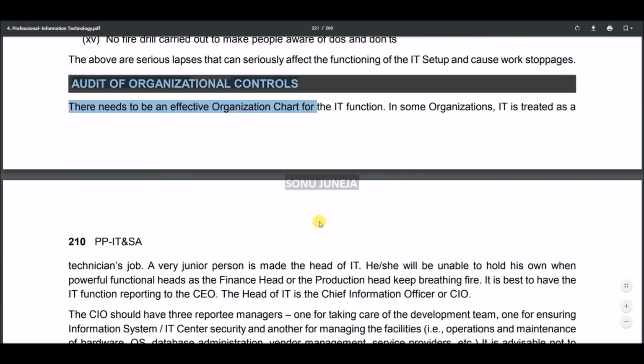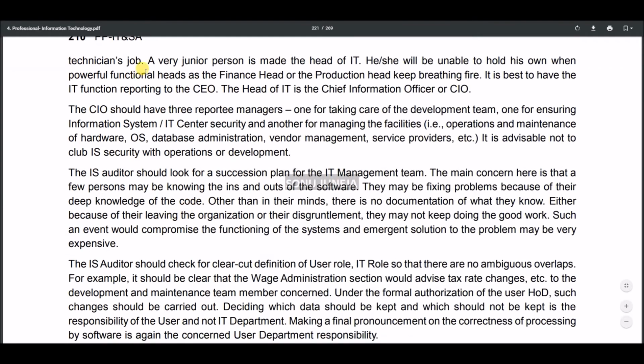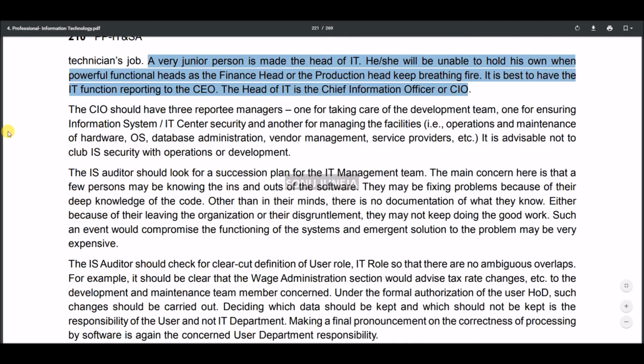Organizational control के aspect में, there needs to be an effective organizational chart for the IT function. In some organizations, IT is treated as a technical job. A very junior person is made the head of IT. He or she will be unable to hold their own when a powerful function such as the finance head or the production head keeps breathing fire. It's best to have the IT function reporting to the CEO. The head of IT is a chief information officer.